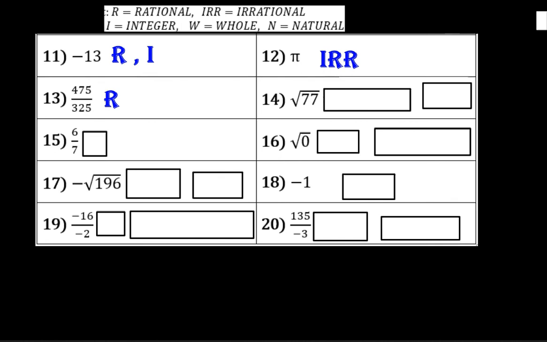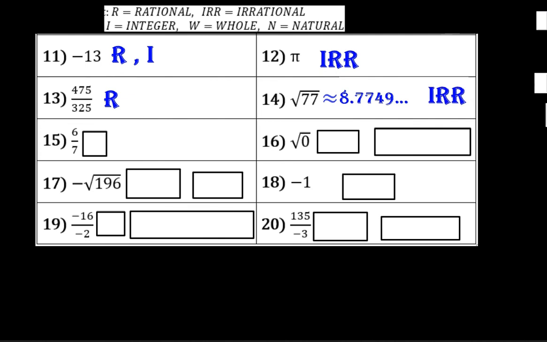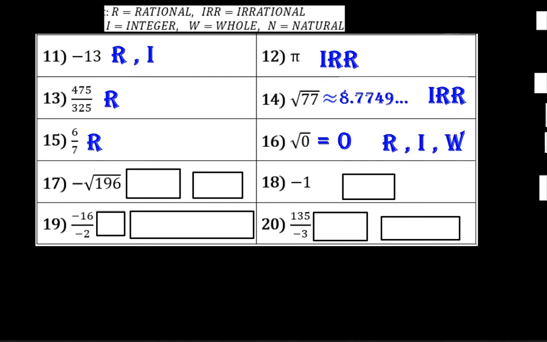We have square root of 77. It's not a prime number. However, if you do get that decimal value, it does not end, it does not repeat, therefore it is irrational. Since it's a fraction, already rational, then we can say square root of 0 is 0, and so we would say 0 is still that whole number, whole number, integer, and rational.